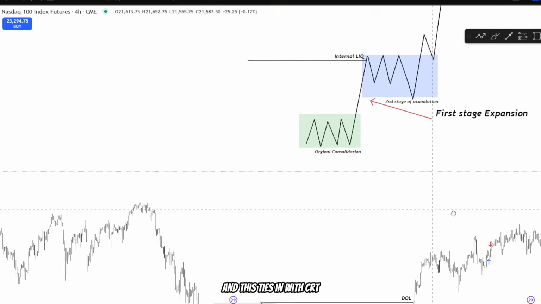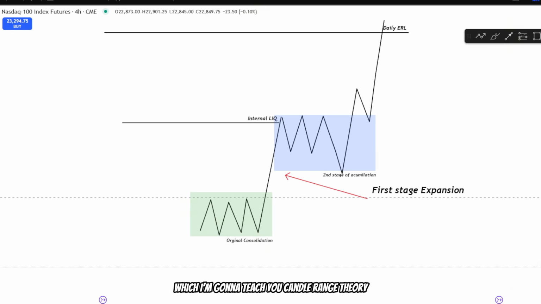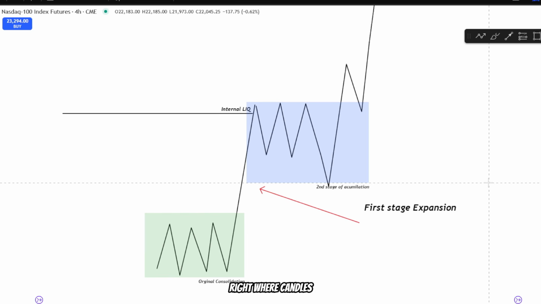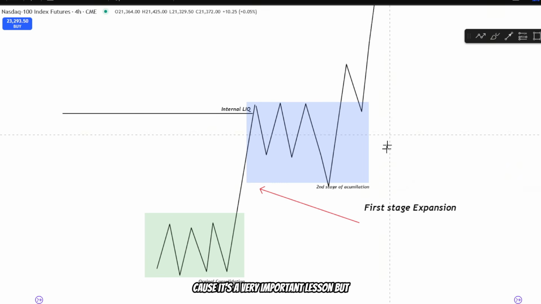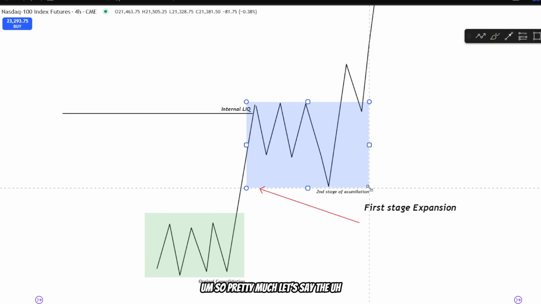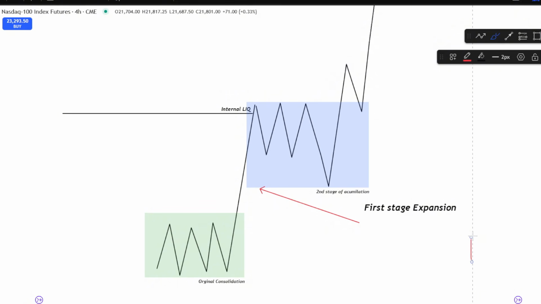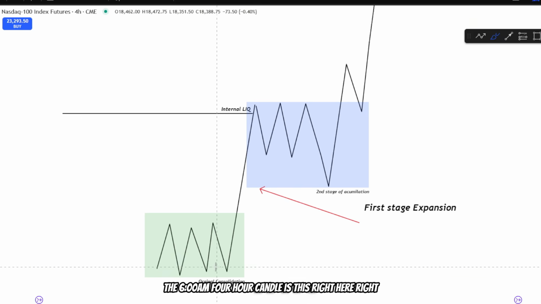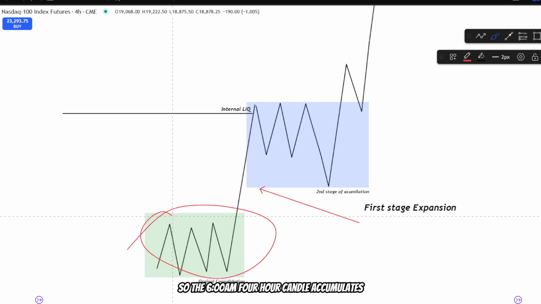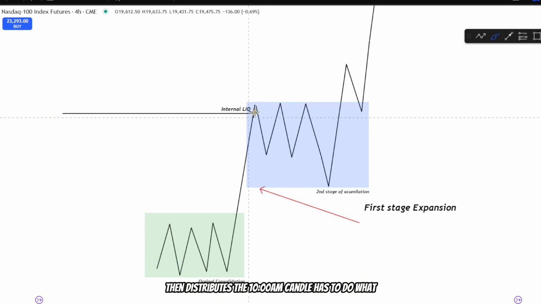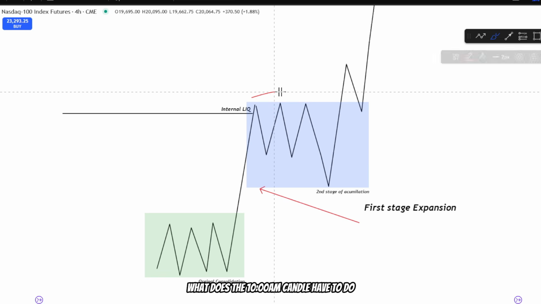And this ties in with CRT, candle range theory, which I'm going to teach you next class because it's a very important lesson, where candles in themselves are going to be manipulations and distributions. So pretty much, let's say the 6 a.m. 4-hour candle is this right here, right? The 6 a.m. 4-hour candle accumulates, then distributes. The 10 a.m. candle has to do what? You tell me here. What does the 10 a.m. candle have to do?